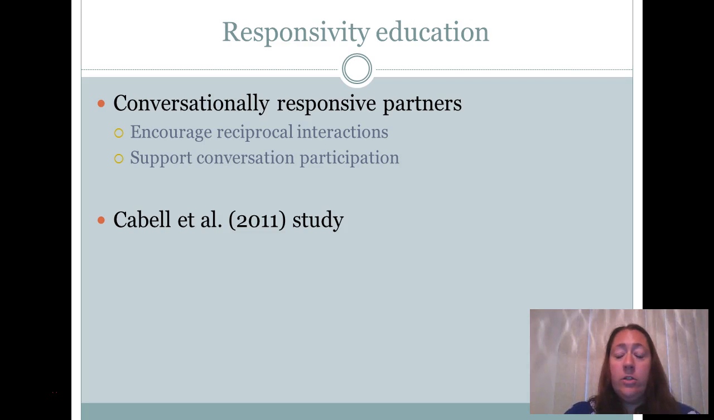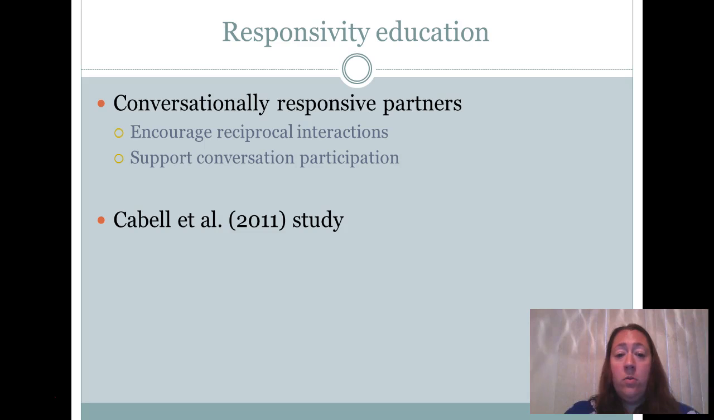Next, I would like to introduce you to a couple of learning strategies that research has shown to enhance language development. Responsivity education trains adults to be conversationally responsive partners with children. Adults who are conversationally responsive encourage reciprocal interactions that support the child's active participation in a conversation.